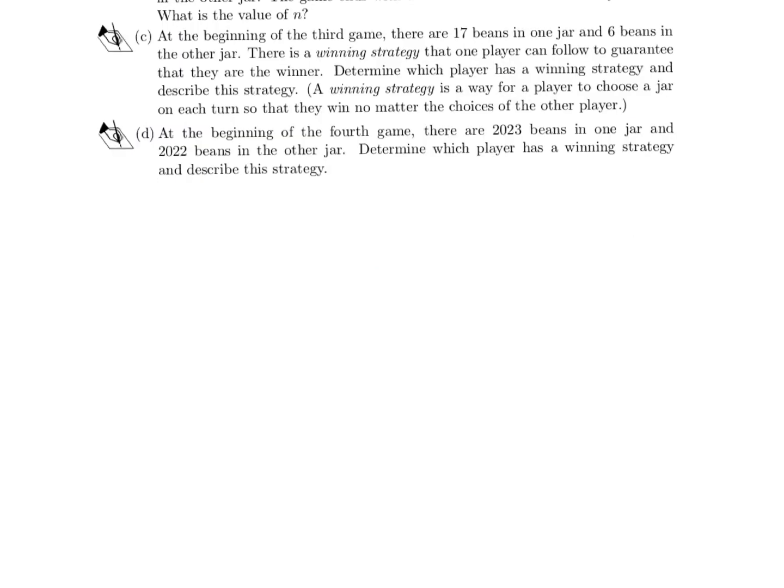Part C says, at the beginning of the third game, there are 17 beans in one jar and 6 beans in the other jar. There is a winning strategy that one player can follow to guarantee that they are a winner. Determine which player has a winning strategy and describe this strategy.